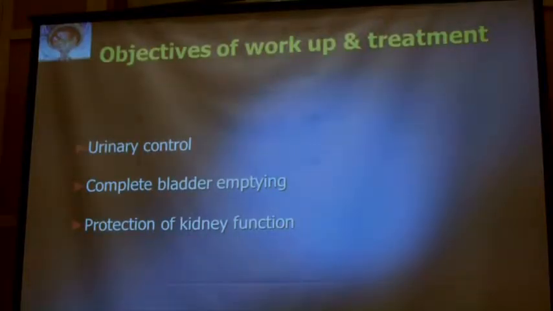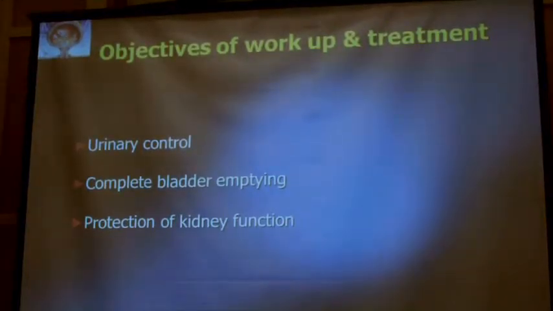So this is the machine which we use for urodynamics to see how the bladder is working. It's a very detailed test, takes about an hour or so, and it gives very comprehensive information about the entire lower urinary tract, which is very helpful in diagnosing the problem and treating the patients. So our objectives in treating the bladder problems in MSA include good control of urination to treat the incontinence, and to achieve complete bladder emptying. And then we need to protect the kidneys. We don't want patients to go into chronic renal insufficiency if it can be avoided.